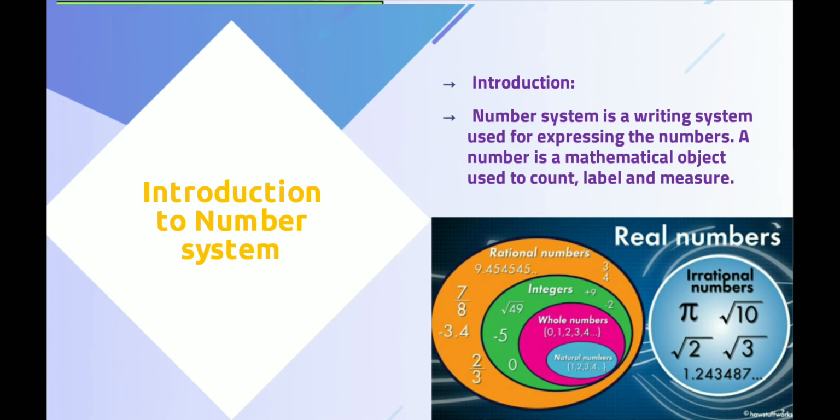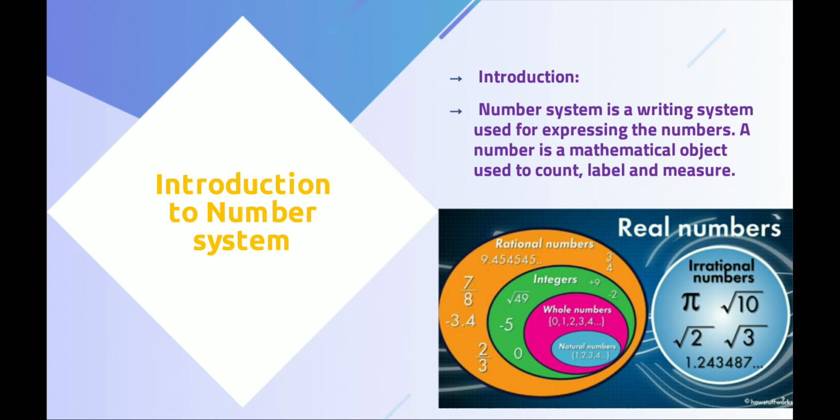So let us start. Introduction to number system. So now we're gonna learn about the introduction of this chapter. Number system is a writing system used for expressing the numbers. It's usually a writing system which is used for expressing the numbers and their number lines and various things about them. A number is a mathematical object used to count, label, and measure.